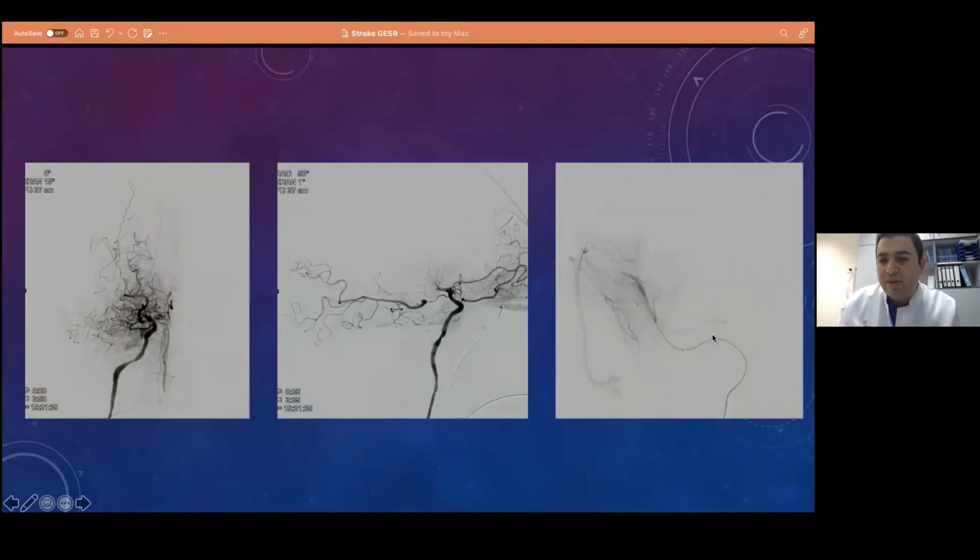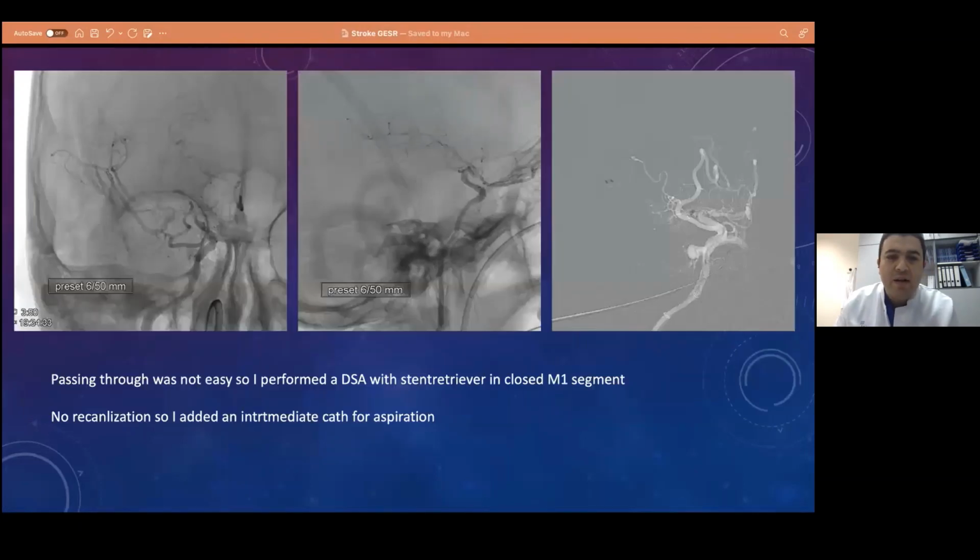I passed through the thrombosed M1 segment with my microcatheter, and I did a picture with a preset stent retriever, 6mm by 50, and you can see it's also not that much flow. It looks really weird, and it felt a little bit hard passing through this thrombosed part of the middle cerebral artery.